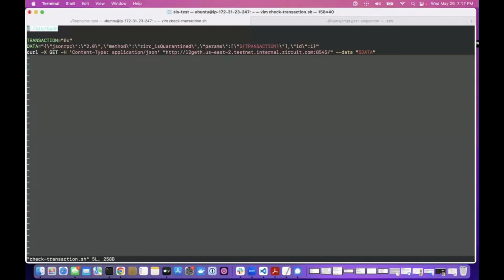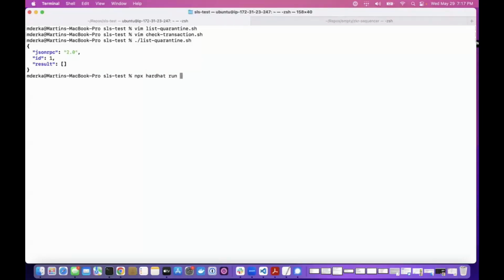And I have one more method. It's zerk_isQuarantined, which takes one parameter. It's the hash of the transaction. And that tells us whether the transaction has been quarantined or not, specifically. So it returns true or false. So now I'm listing the quarantine. You can see that the result is currently empty, right?